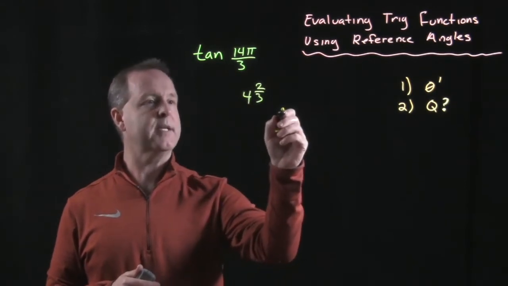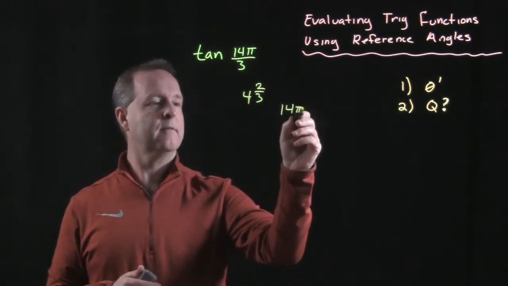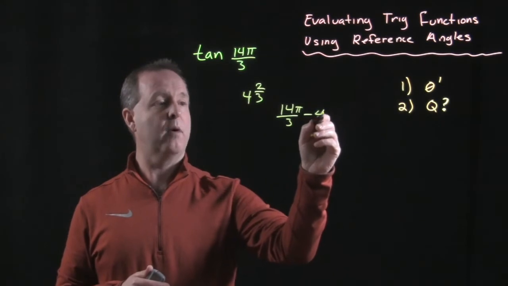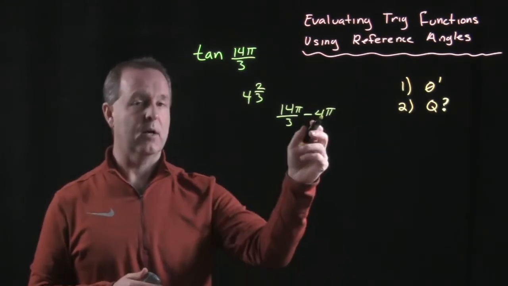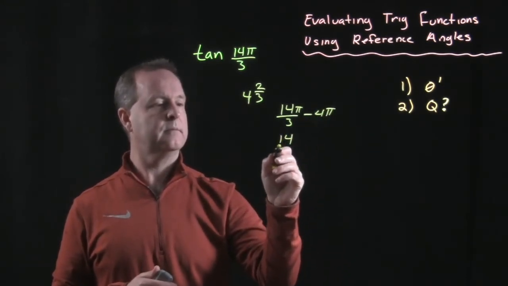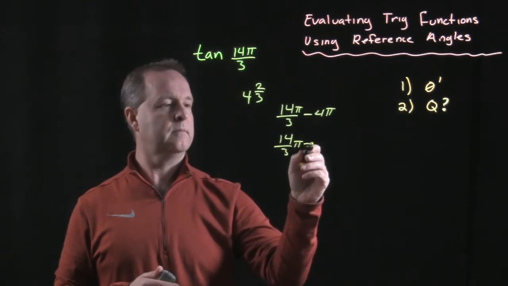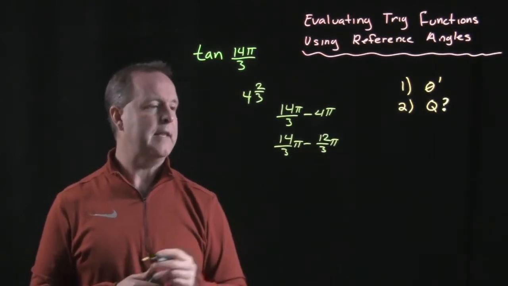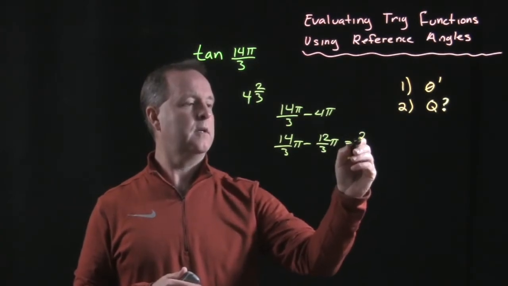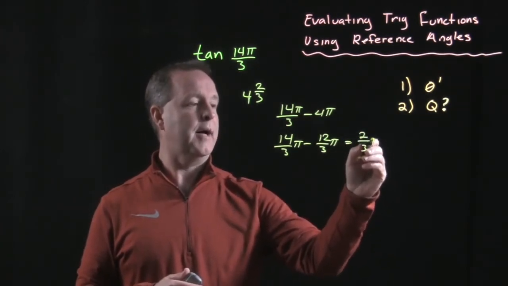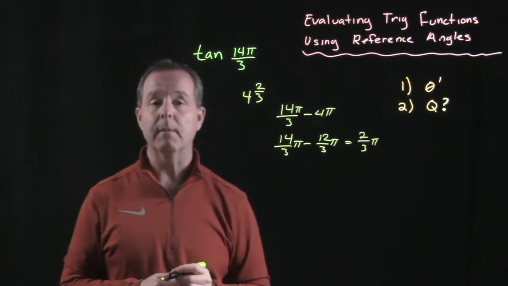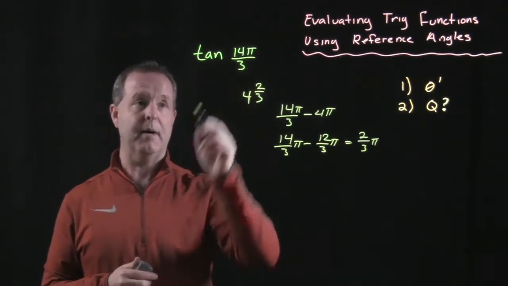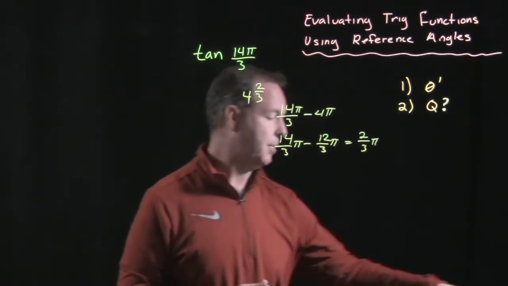So let's take 14 pi thirds and subtract 4 pi from it. Common denominators. And then it looks like I'm left with 2/3 pi. So a coterminal angle of 14 pi thirds is 2/3 pi.